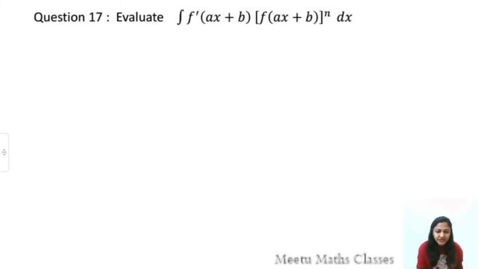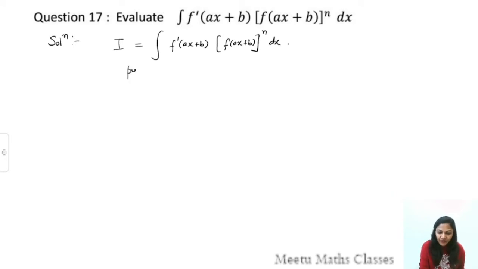Your next question is question number 17 of miscellaneous exercise, that is evaluate integral f dash ax plus b into f of ax plus b raised to power n. Now to evaluate this integral, we can observe that there is written the derivative of f of ax plus b, and your integral is f of ax plus b raised to power n. So we can substitute f of ax plus b as t because its derivative is written in the multiplication.